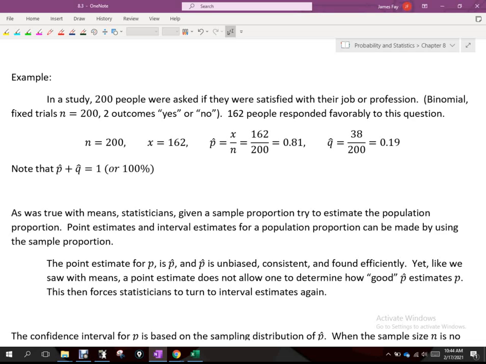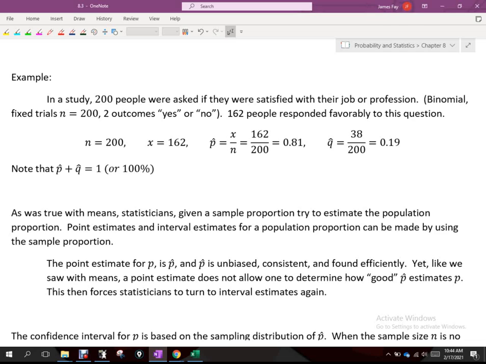Now, if I took another sample of 200 people, will I get 81%? Most likely not. In all actuality, I could take another 200 people and probably get 30%. We could get different point estimates. Does that make sense?